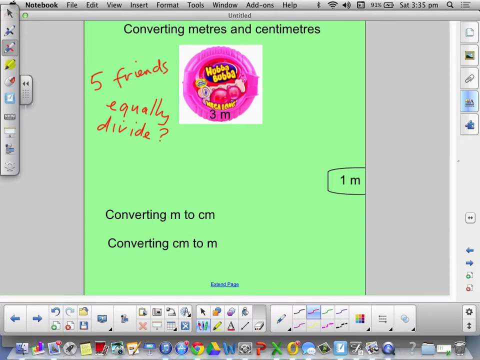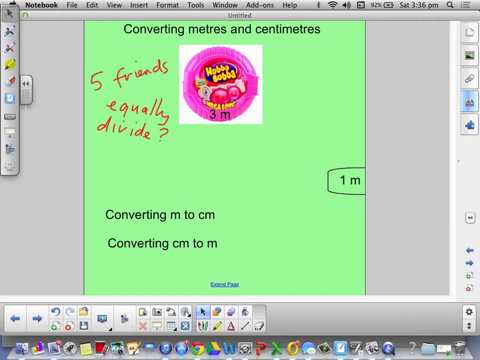Okay, there's only 3 metres and you've got 5 friends and you want to share it equally. Well, you're obviously going to have to convert the 3 metres into centimetres first, aren't you? And then work out how many centimetres of bubble tape each person is going to get. All right, we're not going to actually do that right now. You can probably have a go at that later.